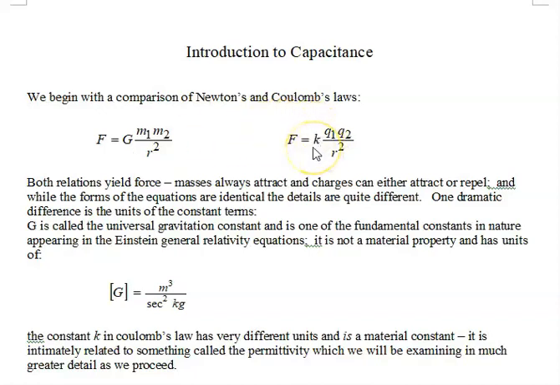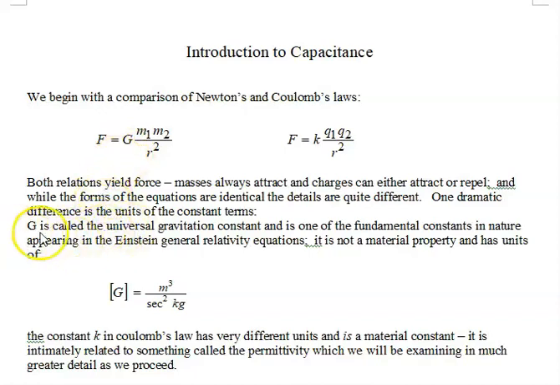K, on the other hand, the constant in Coulomb's law, is a material constant. It depends on the materials between the charges. The universal gravitational constant does not depend on the material between the two masses. And the other thing that we mentioned briefly is that here masses always attract. Here charges can repel or they can attract. I guess if we have antimatter, perhaps they could repel. I'm not really sure how that goes.